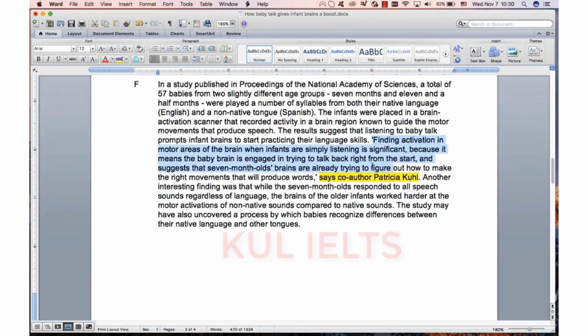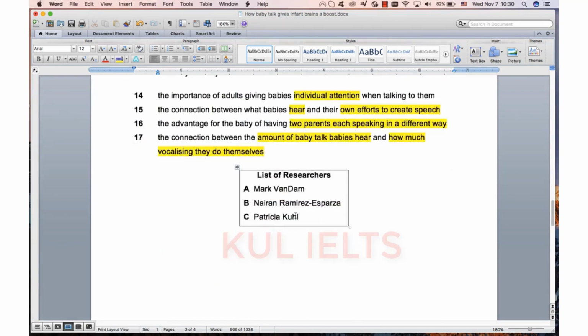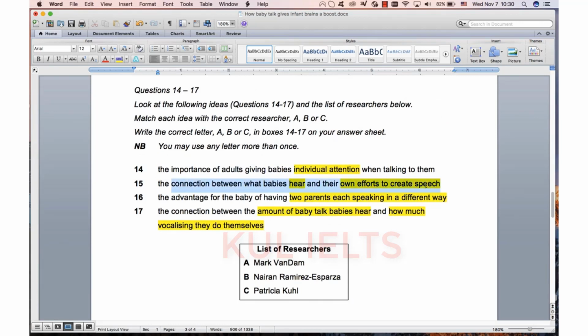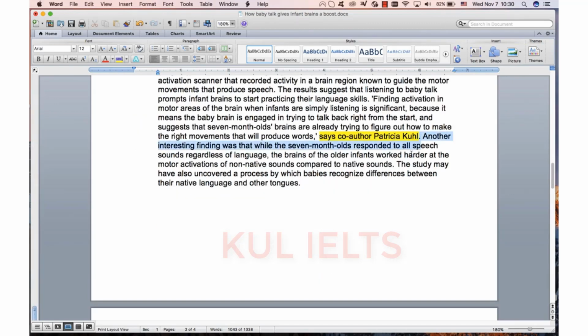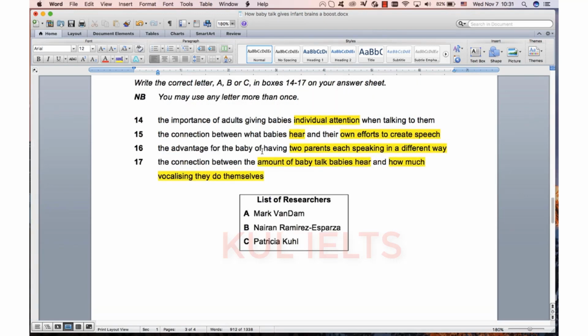Starts over here. Finding activation motor areas of the brain means the baby brain is engaged. 7-month-old brains, something about brains, find the right movements. I can't remember anything, so we've got to continue reading: what they hear and their own efforts and how much they talk, how much they do themselves. And it was down over here. It's starting to get very difficult. So I would just skip her. That's quite difficult with what she's saying. Let's find the other one.